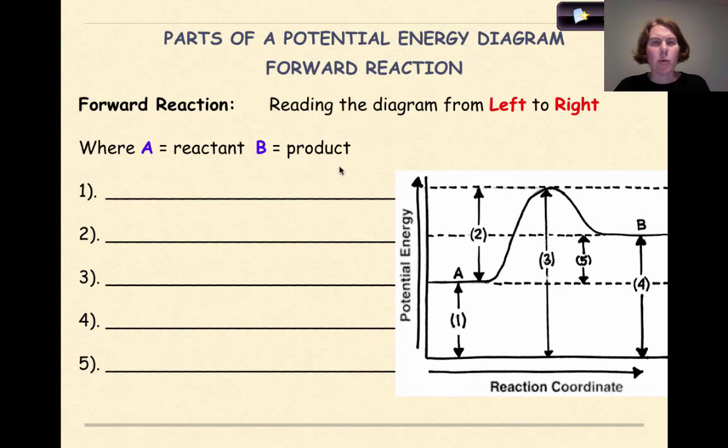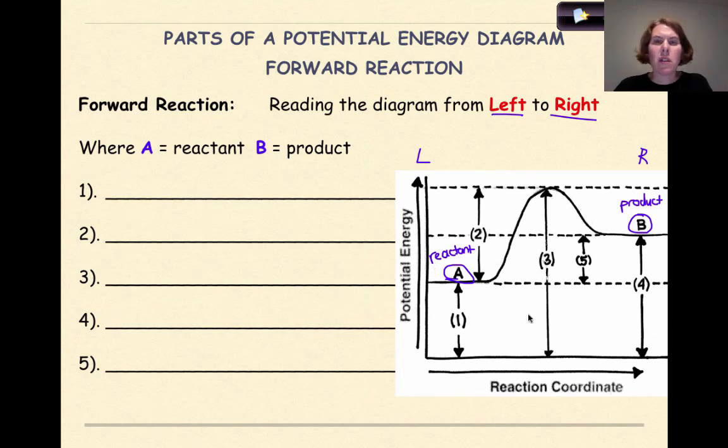Now, what do I mean by a forward reaction? A forward reaction in terms of one of these diagrams is reading the diagram from left to right. So we're going to start over on this side, with this side being my left and this side being my right, which means that A right here is going to represent my reactants basically. Let's make a little note of that right here. So this is my reactant, and B right here is going to be my product. So we're looking at it as a forward reaction going from reactants to products.